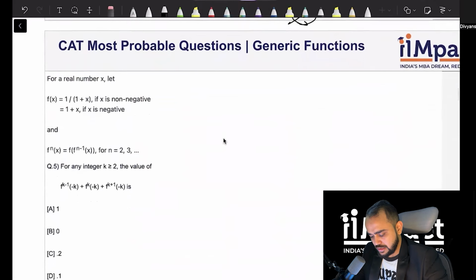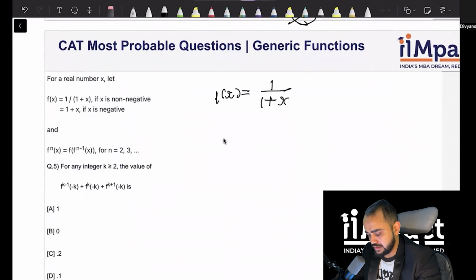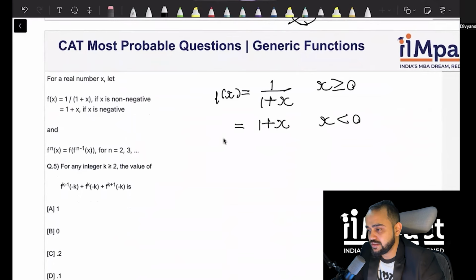All right, so this is the same question. Let me quickly write the definition again. f of x is equal to 1 by 1 plus x if x is greater than or equal to 0, and is equal to 1 plus x if x is less than 0. All right. So for any integer k greater than or equal to 2, they are saying we have to find this value.